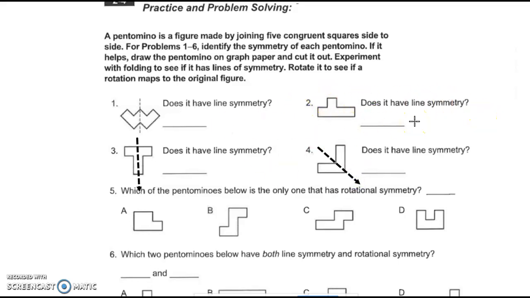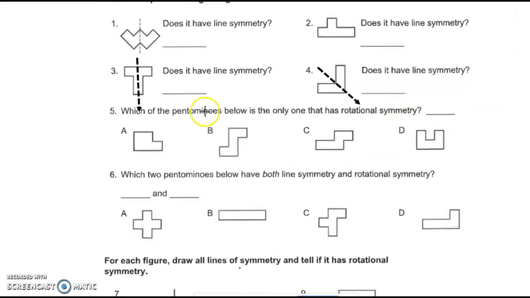Okay, just one line of symmetry on all of those, except number 2 has no line symmetry. Good. All right, so on 5, you're going to try to decide which of the pentominoes below is the only one that has rotational symmetry. So look at that, and then number 6, you're going to answer which ones have both line symmetry and rotational symmetry. So answer 5 and 6 on your own, and then we'll talk about those.